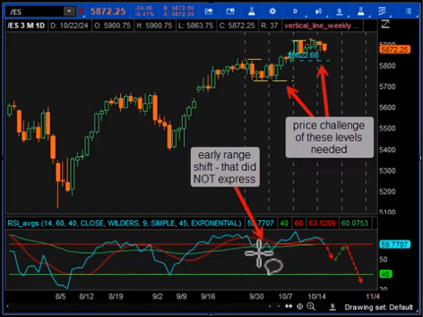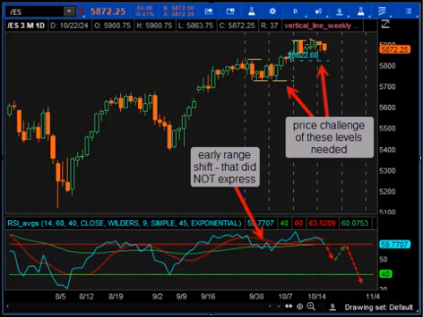The last time this almost happened was back in late September, but it didn't express. We came down and found some supportive buying and went higher. What we need to see now for this downside to express, and maybe it won't, is for prices to get below this midpoint of the range, and in doing so create a downside shift in the RSI.